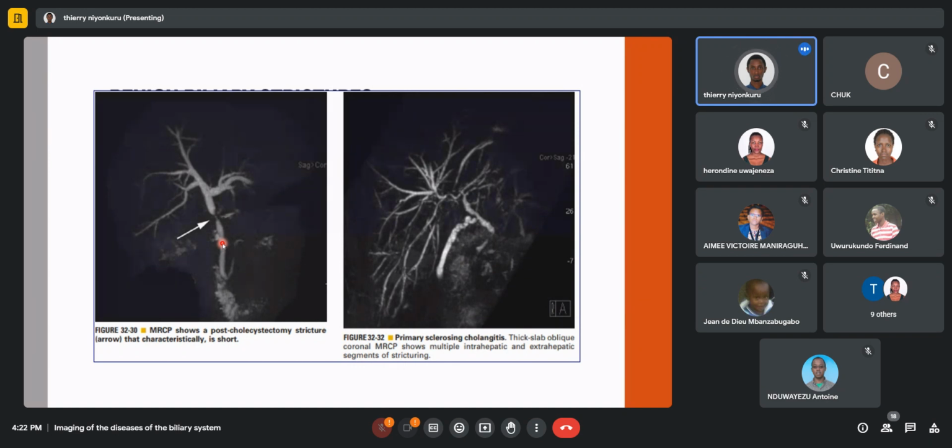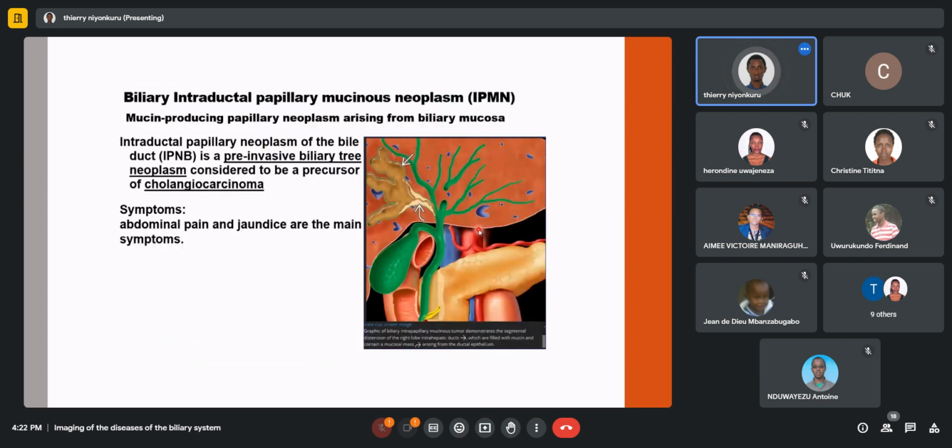Also, we can see on this MRCP multi-segmental strictures from the cystic duct. You can see how they form like a lobule, but they extend along a long segment of the cystic duct. This is biliary intraductal papillary neoplasia, a pre-invasive biliary neoplasm, and it is a precursor of cholangiocarcinoma.